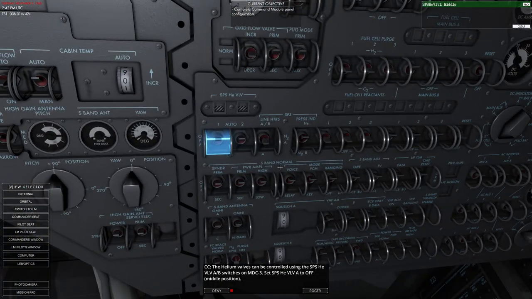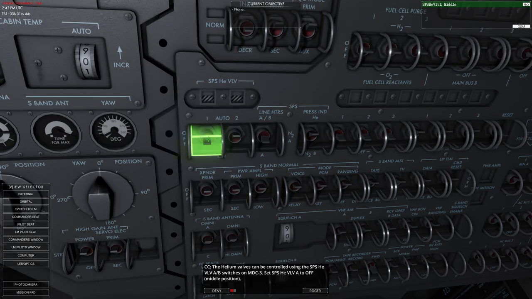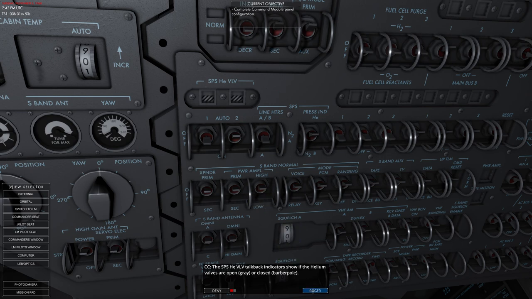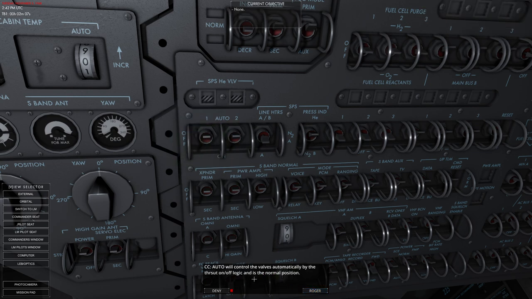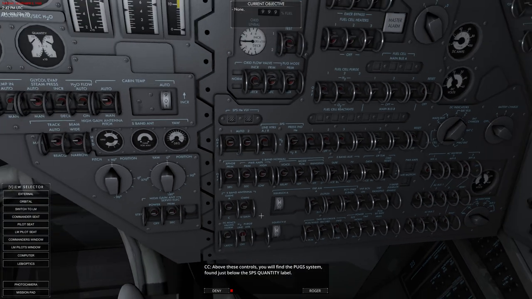Let's go float over here. Set it to the missile position. Click. All right. The SPS HE VLV talkback indicators, which are these guys, should say if they're open or closed, okay? So let's go ahead and flip it. And notice the valve is opened. Oh, maybe I pushed it in the wrong direction. There we go. Newbie mistake. Set it back to auto. Nice. We'll confirm on. Okay, nice. Makes sense. Okay, so far so good.